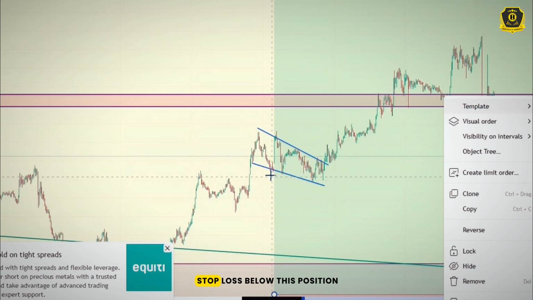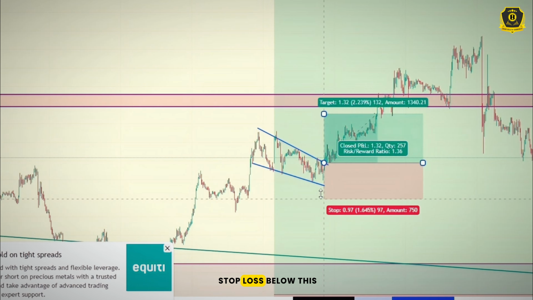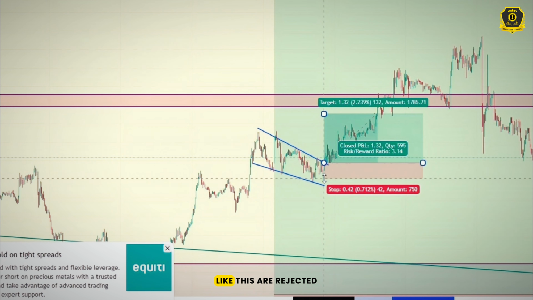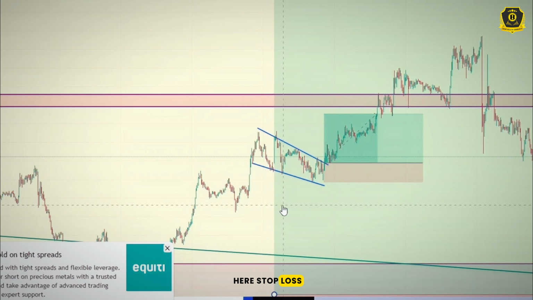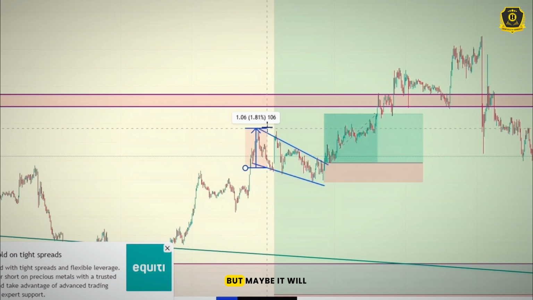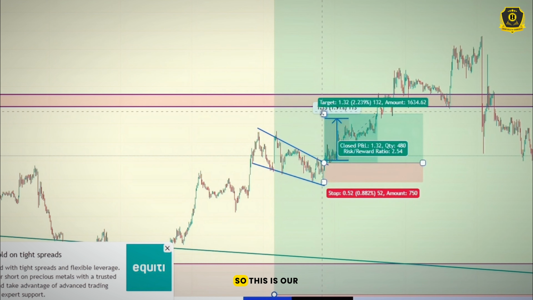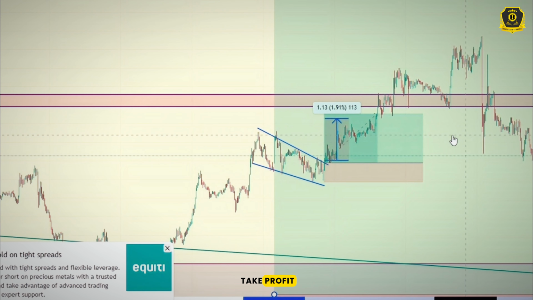We can put the stop loss below this position. Say for example, buy here and put the stop loss below this previous low like this, or the rejection. So we can put the stop loss here, and how many pips is our take profit? The take profit will be like here, but maybe it will go more. So from the entry here to here, this is our take profit.